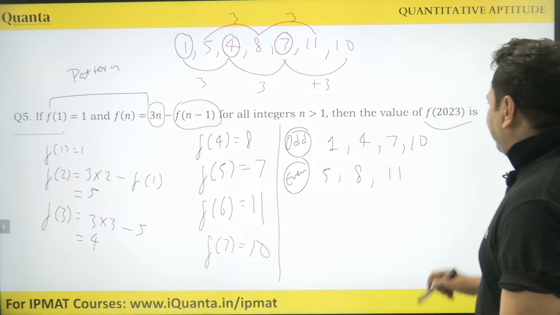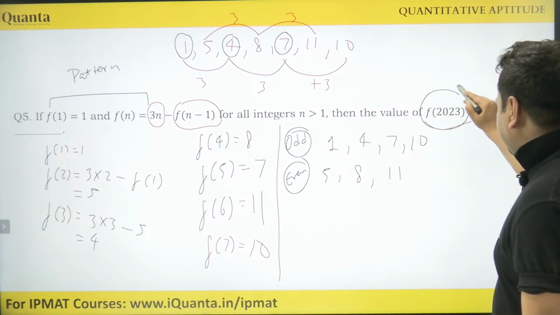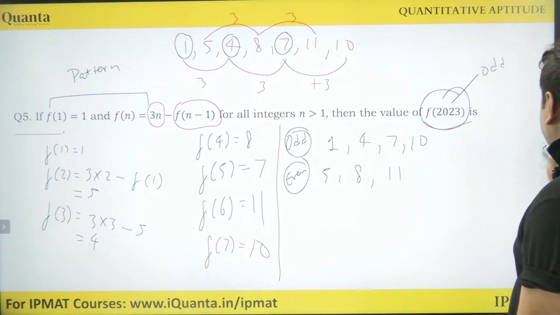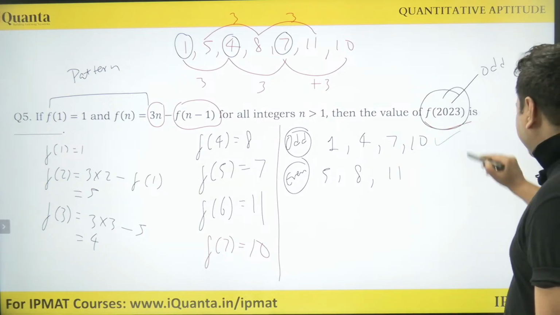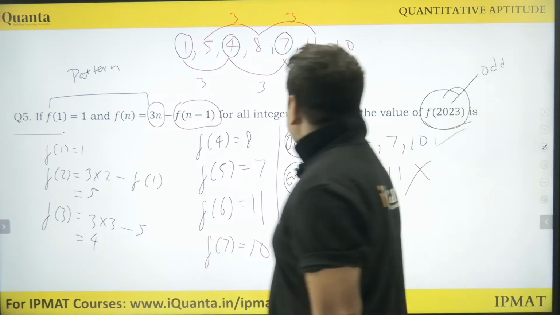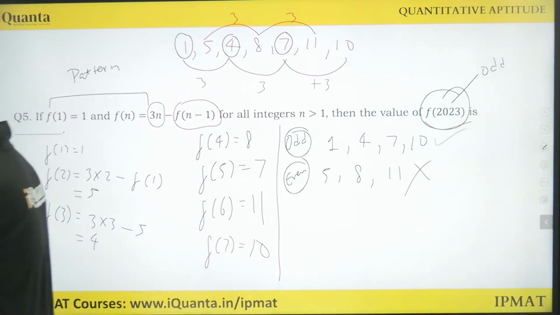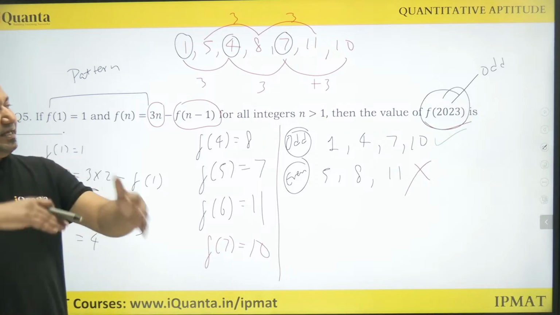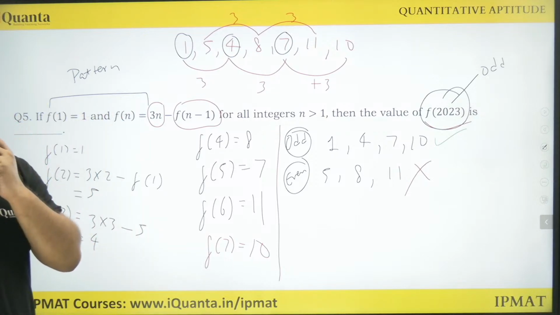By the way, we need to calculate function f of 2023. 2023 is nothing but an odd number. तो इसका क्या मतलब है कि we have to look at this series, not at this. Clear? So our series is 1, 4, 7, 10 and so on. Cool? Is that understood? तो 2023वां एलिमेंट क्या होगा? That is what we need to calculate.